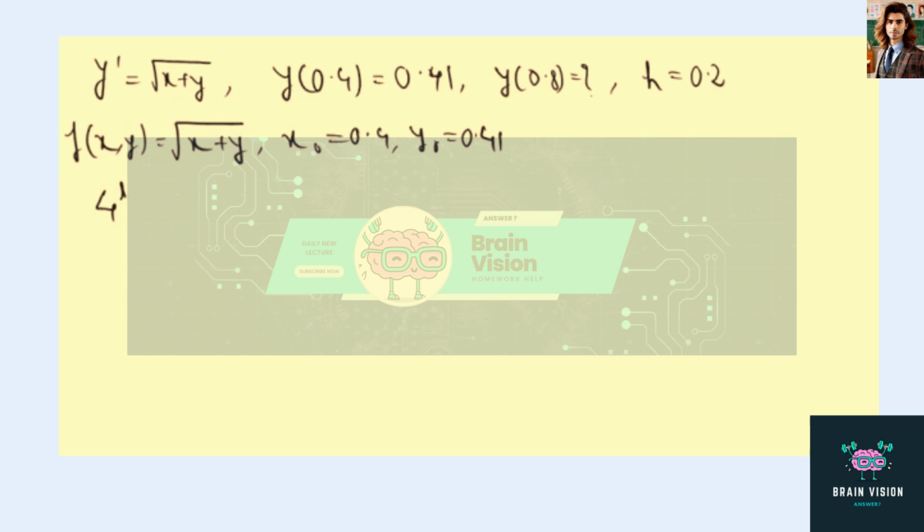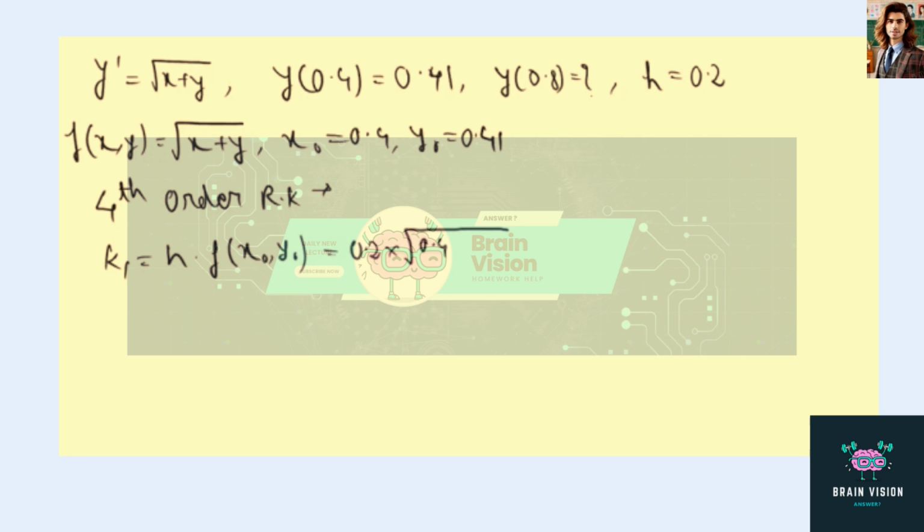So the fourth order Runge Kutta method basically mentions that k1 equals h into f of x naught comma y naught. So we would have 0.2 into root over 0.4 plus 0.41. So we would get 0.18.